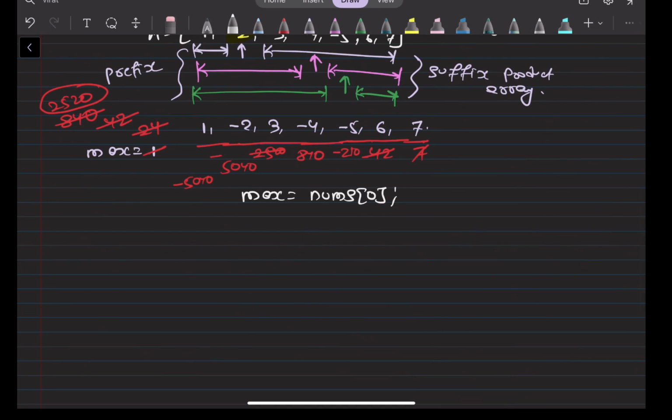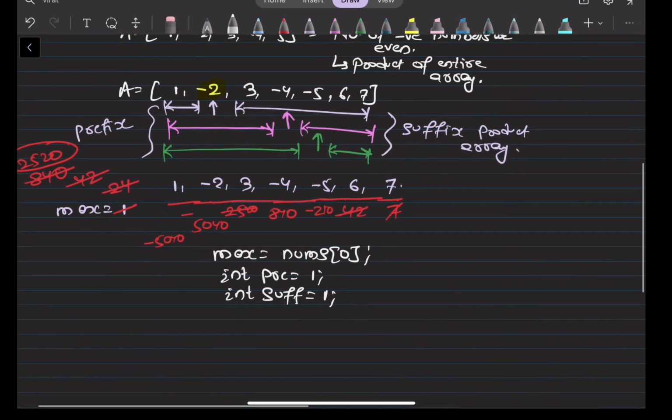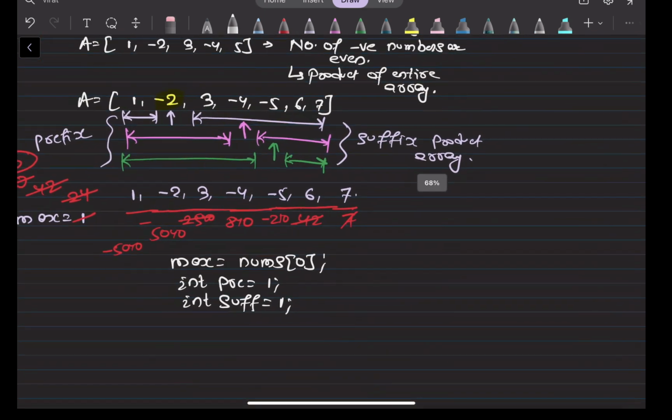Whatever the first element is, let's take it as max. Now we have to calculate its left also and its right also. Let's take prefix is equal to 1. Let's take suffix also equal to 1. Okay. Now in this code, we are missing one thing. I will talk about that example now.